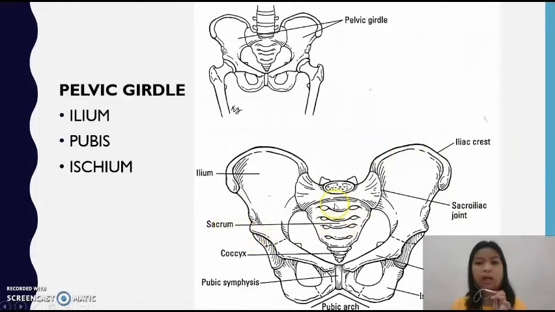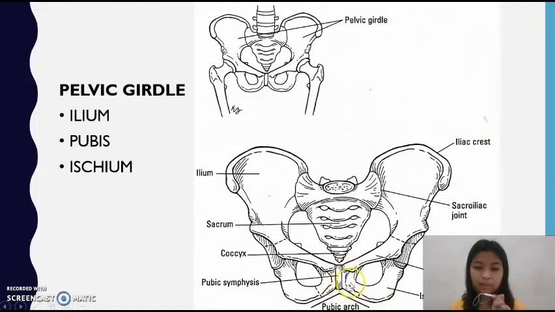And then, we have the sacrum. Ito yon, yung sacral natin, di ba, kanina, sa vertebral column. The coccyx or the tailbone. The ischium that connects the iliac and the pubic arch. Ayan. So, ito yung pubic arch and then we have the pubic symphysis.